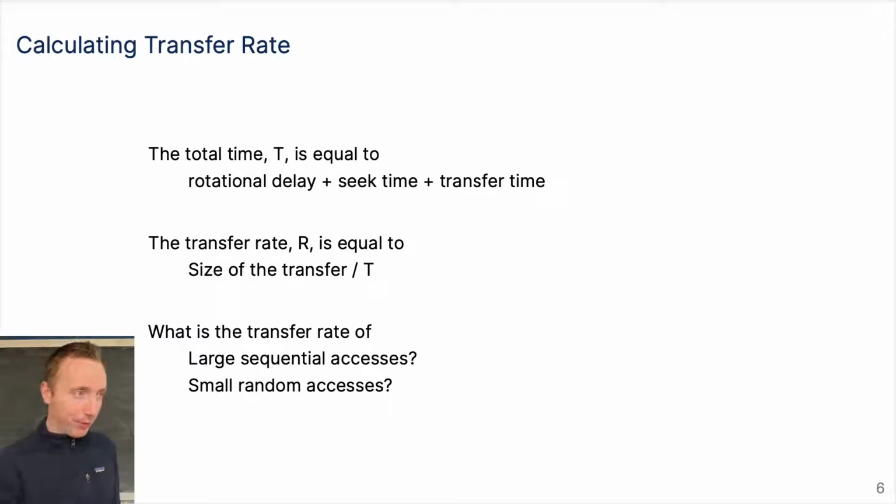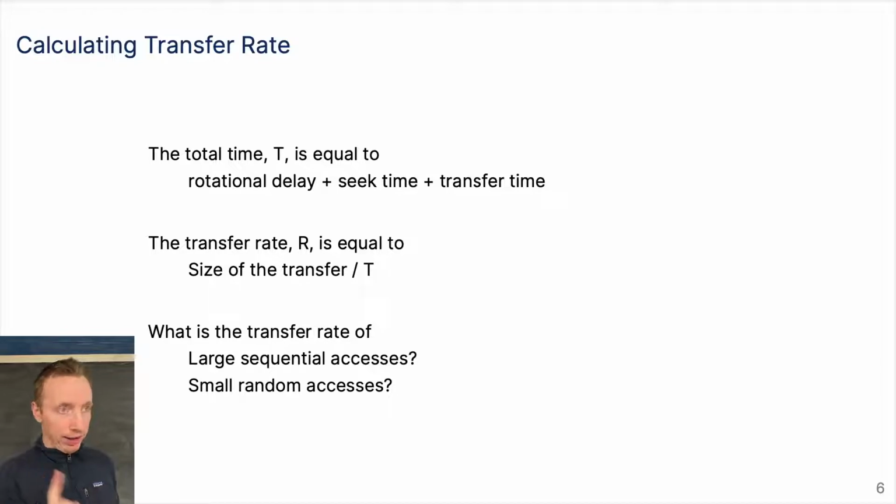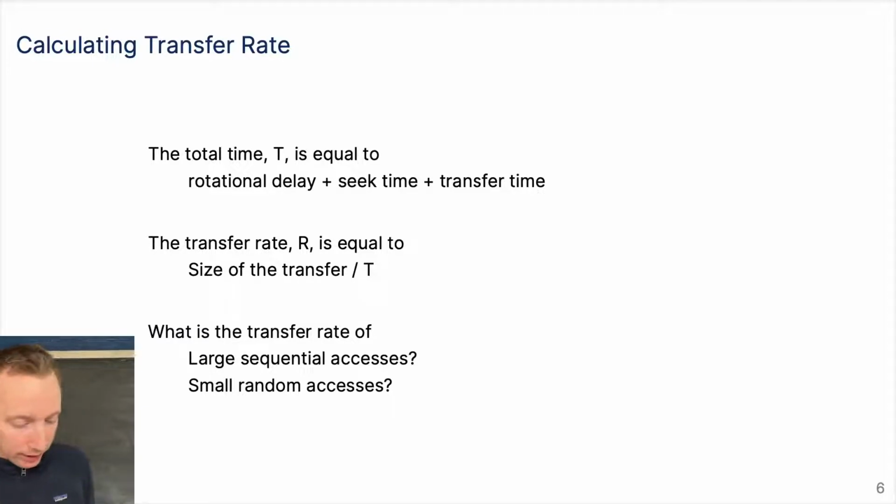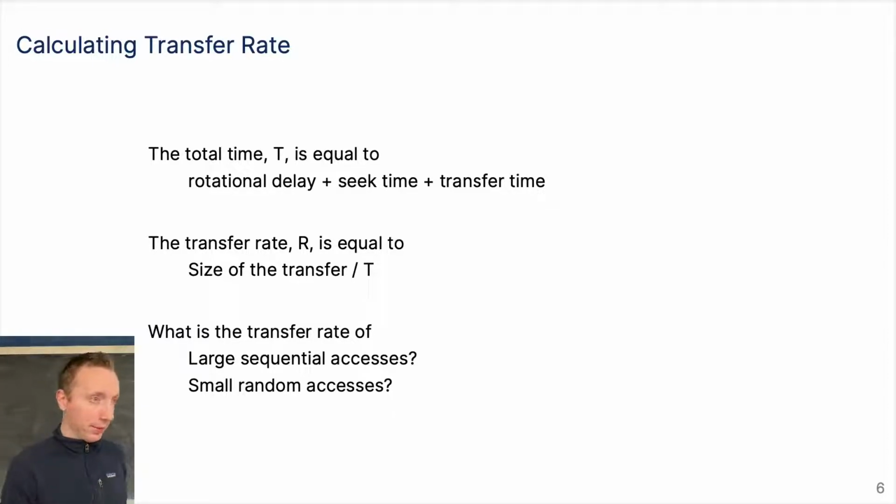So if you were to calculate the transfer rate, they're fairly self-explanatory formulas. You take the total time, and the total time is going to be equal to all the moving parts. So you have to include the rotational delay, the seek time to move the head back and forth, and also the transfer time that it takes to actually transfer that data. And then once you have that, your transfer rate is just equal to the size of the transfer, however much data you transferred, divided by how much time it took. And then we can answer questions, well, what's the transfer rate of large sequential accesses and then small random accesses? And then we'll see why these things are actually decent for hoarding videos and terrible for putting your kernel on it.